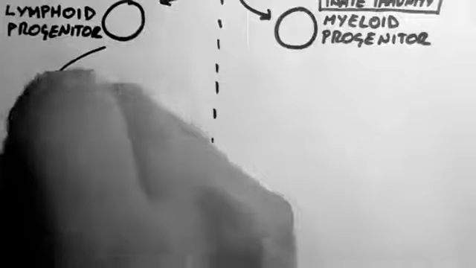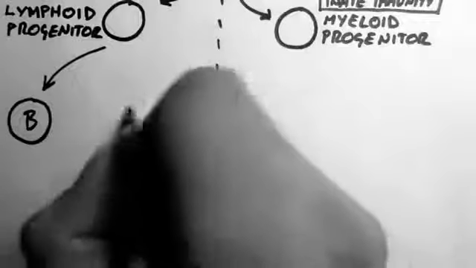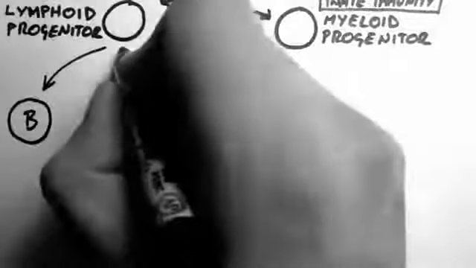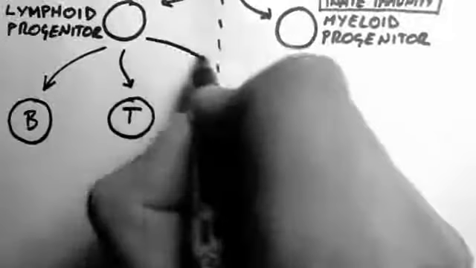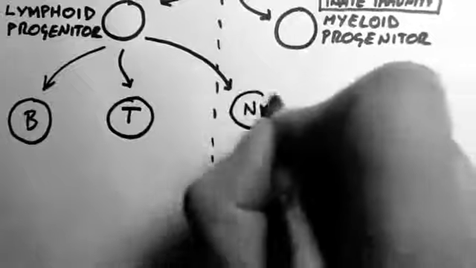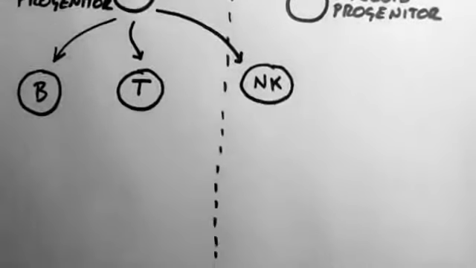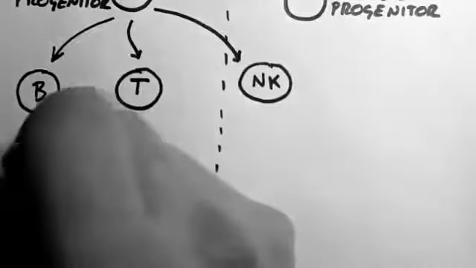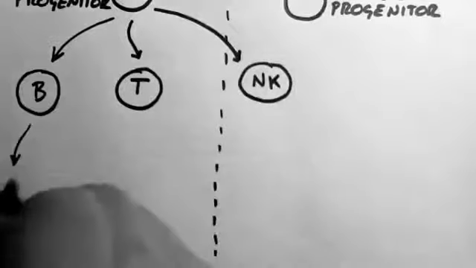Now, the lymphoid progenitor can produce either B cells, named for bones, because they are developed in bone marrow, T cells, named for thymus, because they mature in the thymus, or NK cells, which are one of these exceptions. That's part of the innate immunity. NK stands for natural killer.